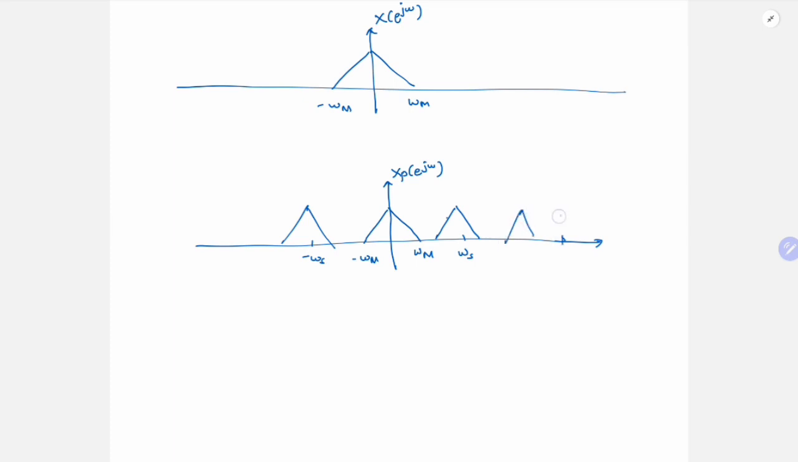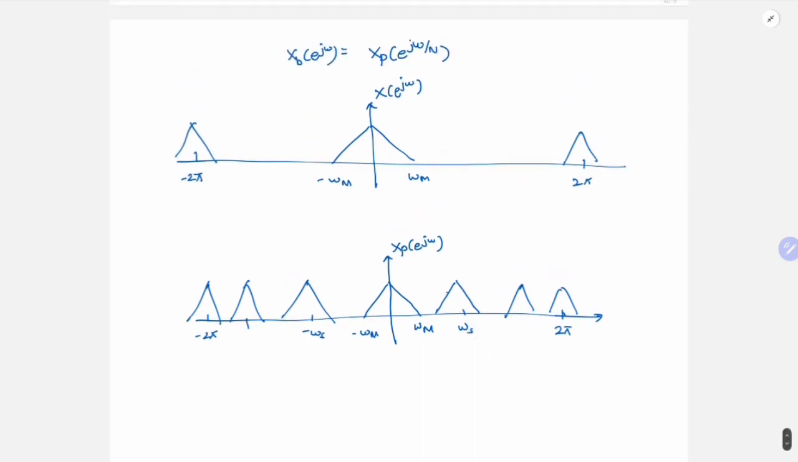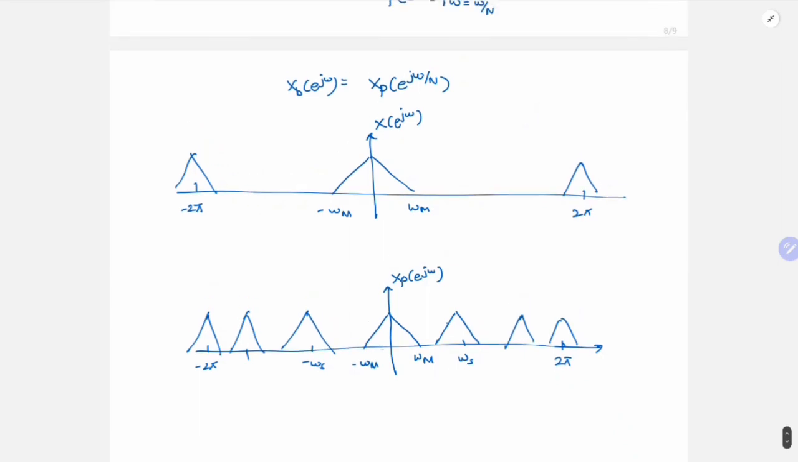So repeated this way, this is 2 pi, minus 2 pi, and here also at 2 pi and minus 2 pi I have this. So now what is happening? Now this is expanded by n times, and we know that here from 0 to 2 pi there are only n minus 1 times. So n times meaning it will cover the entire 0 to 2 pi range.